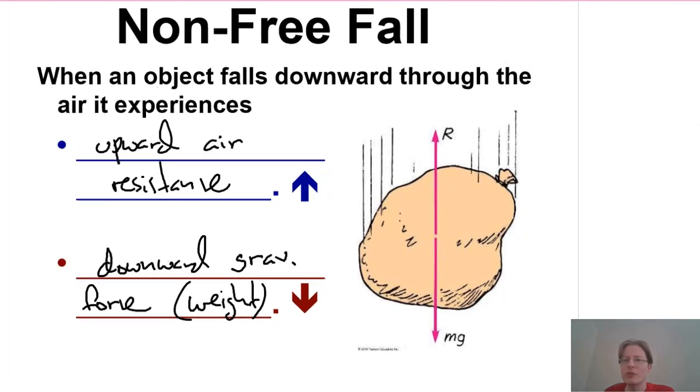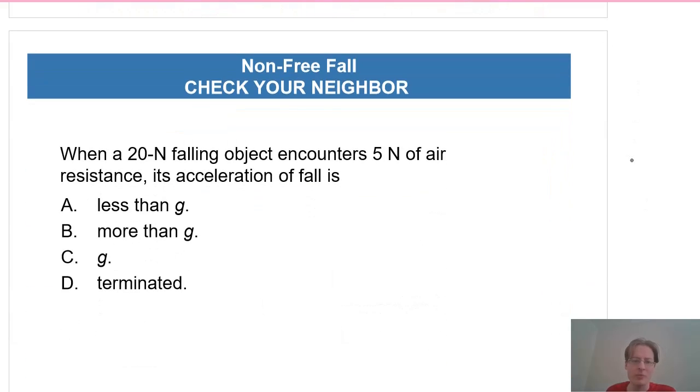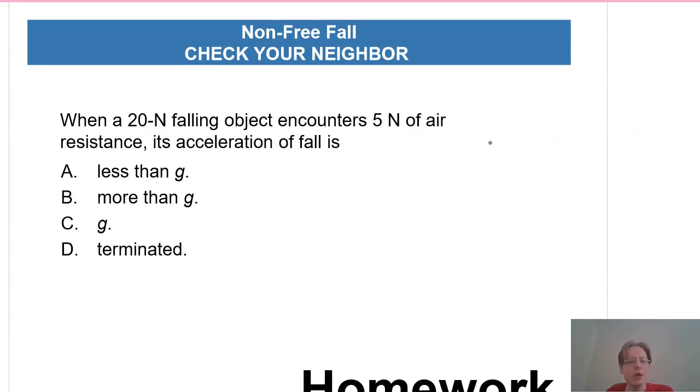So the air resistance is all from the collisions with the air molecules. As it moves down, it's going to strike the particles, and that causes an upward force on a falling object. So let's see the effect this has. Suppose you have a 20 Newton falling object. It encounters 5 newtons of air resistance. What is its acceleration of fall?